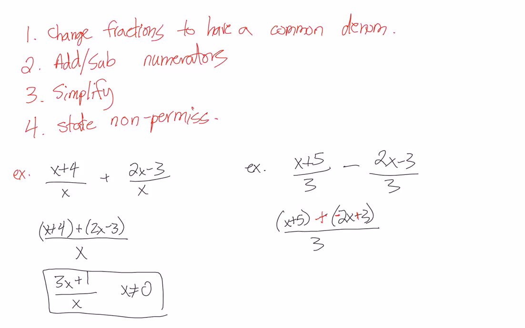So once we've done that, we've got x minus 2x, which would give you negative 1x, and 5 plus 3 would give you 8 over 3. And because our denominator was a regular number like 3, we have no non-permissibles, so we're finished. Alright, let's try another one.